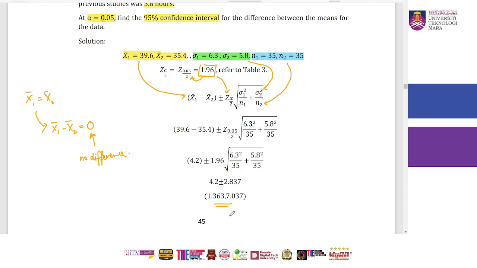So in this situation, if you draw a number line, you have 0 over here, and here you have 1.363 and then 7.037. So this is your confidence interval. Is zero included in here? No. There is no zero between these two values, right? So no zero, which means that they differ. There is a statistically significant difference between the time spent for leisure between age group 26 to 35 and the age group 46 to 55.